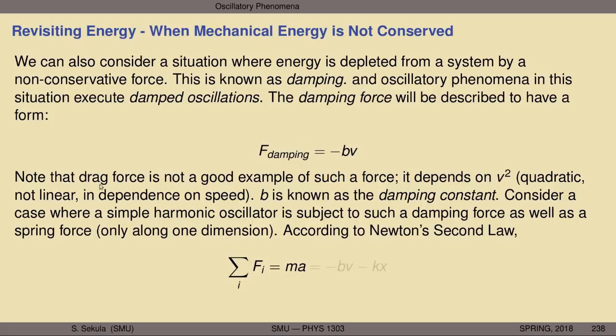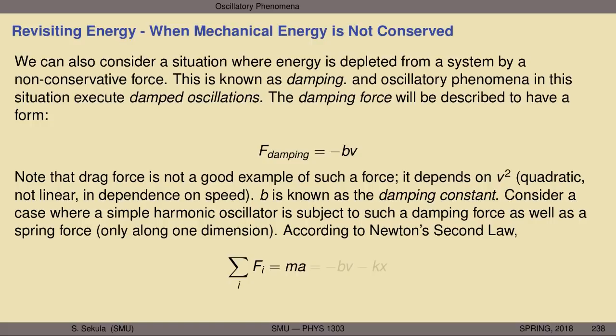Now, note that drag force, which depended on velocity squared, is not a good example specifically of this kind of damping force, but in and of itself, it would obviously damp oscillations, but it would do so at a rate of velocity squared. It's quadratic, not linear in speed. All right, but this is a new kind of force that we can explore, one that's proportional to speed, not speed squared.